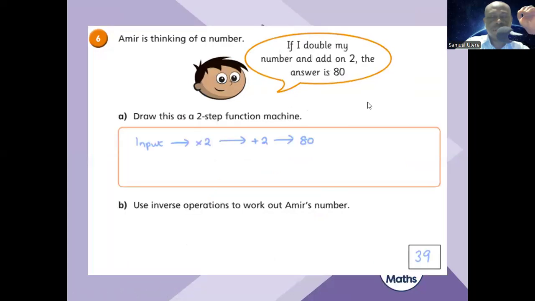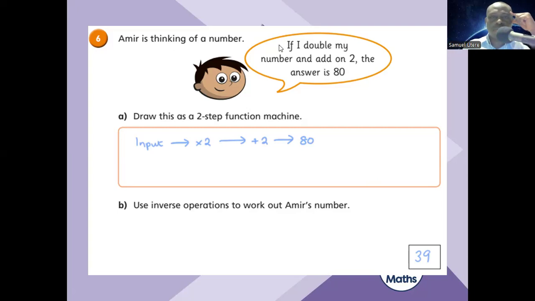Amir is thinking of a number. If I double my number and add on 2, the answer is 80. We're asked to draw this as a two-step function machine. You remember what we said? You follow the order in which the question is given to you. So Amir doubles, so you times by 2. Next, he adds 2, and then the answer is 80. This is how our function machine would look. And then it says use inverse operation to work out Amir's number.